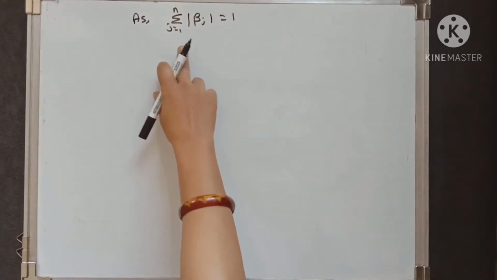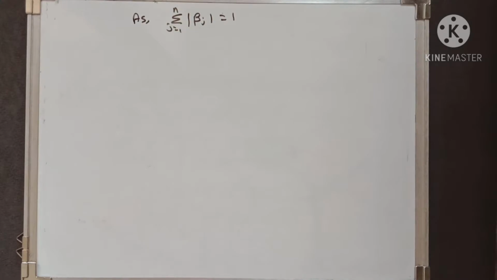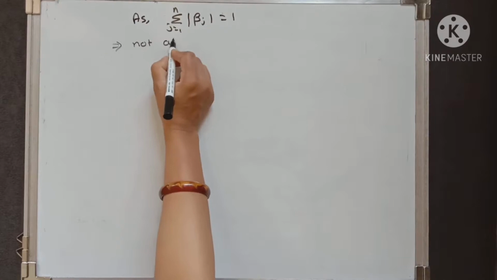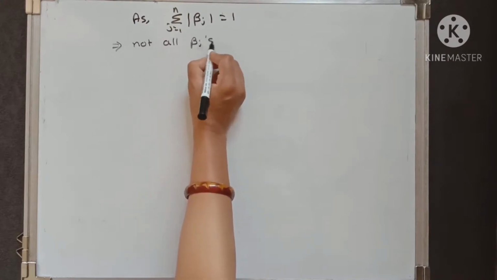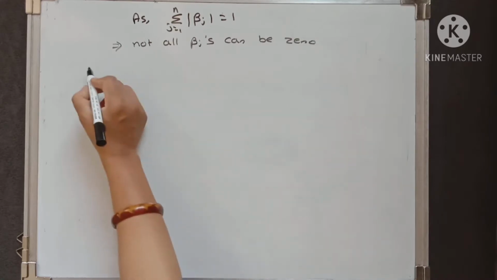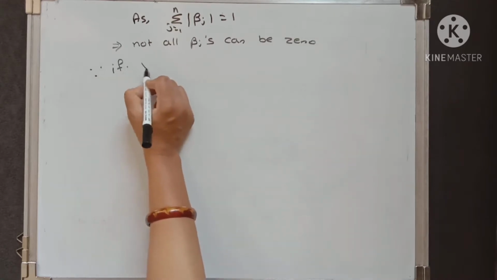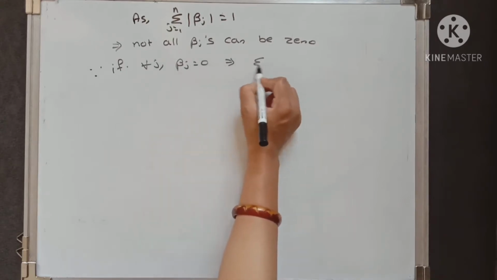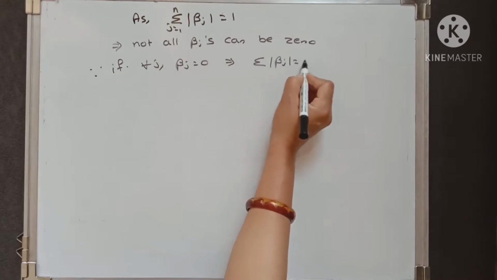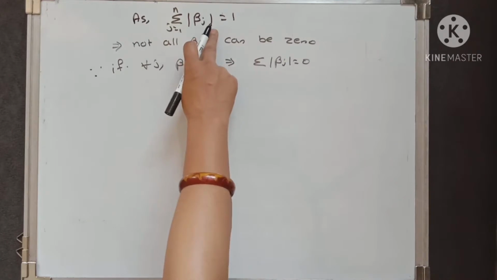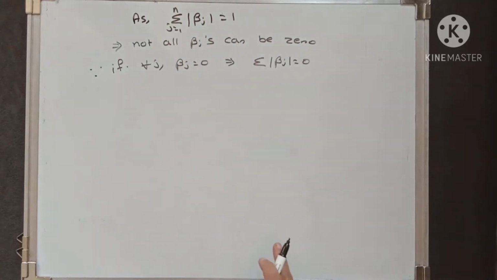As the summation j from 1 to n of mod of beta j equals 1, it implies that not all beta j's can be 0. Since if for all j beta j equals 0, it implies that the summation of mod of beta j is equal to 0, and here we get that the summation of mod of beta j equals 1, and therefore not all beta j's can be 0.